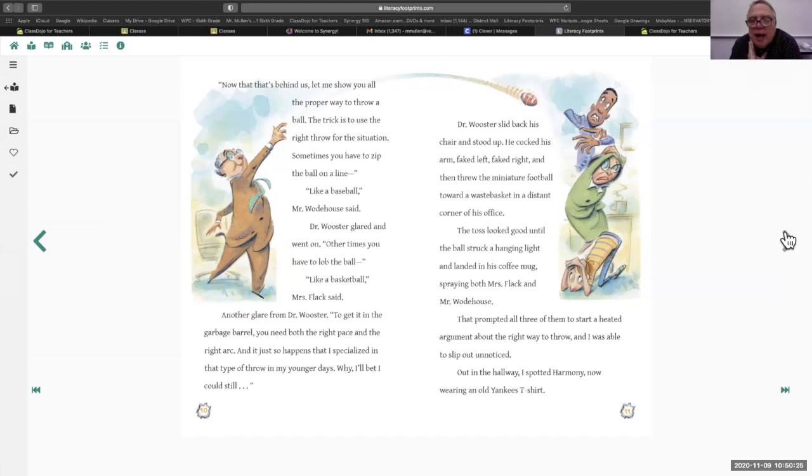Dr. Wooster slid back his chair and stood up. We're at the top of page 11. Read along with us. He cocked his arm, faked left, faked right, and then threw the miniature football towards the wastebasket in a distant corner of his office. The toss looked good until the ball struck a hanging light and landed in his coffee mug, spraying both Mrs. Flack and Mr. Wodehouse. That prompted all three of them to start a heated argument about the right way to throw, and I was able to slip out unnoticed. Out in the hallway, I spotted Harmony, now wearing an old Yankees t-shirt.